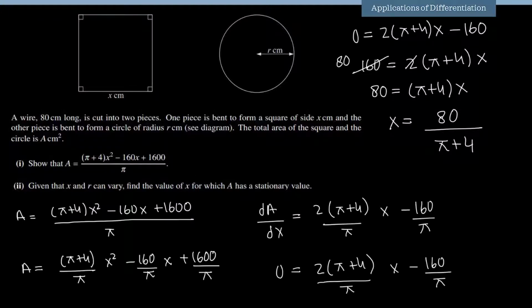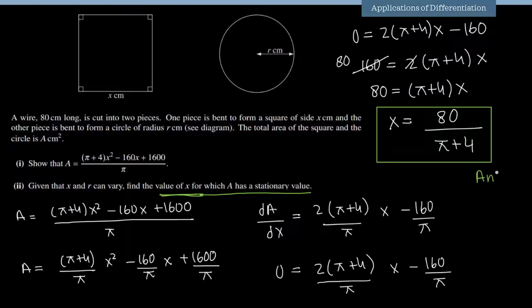So this is the value of x for which A has a stationary value. This is what I needed to find, the value of x for which A has a stationary value. So this is the answer to part 2. This is the answer to the second part of the question.